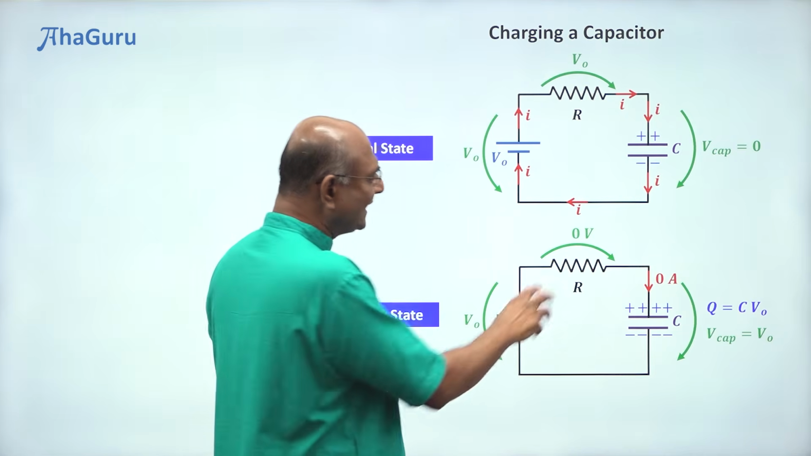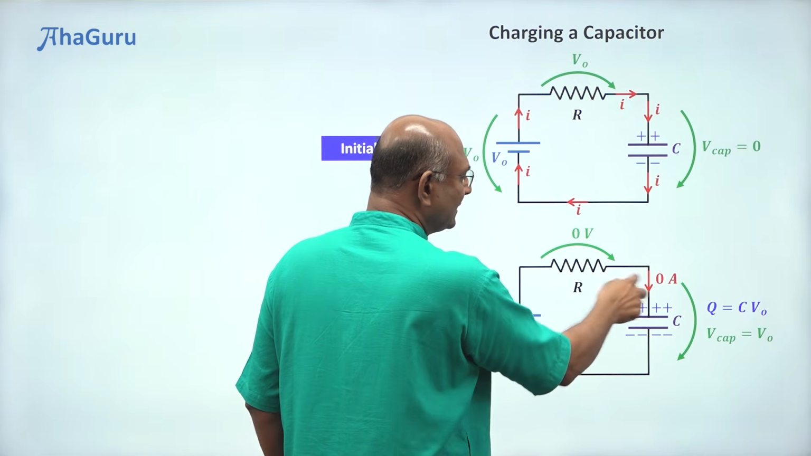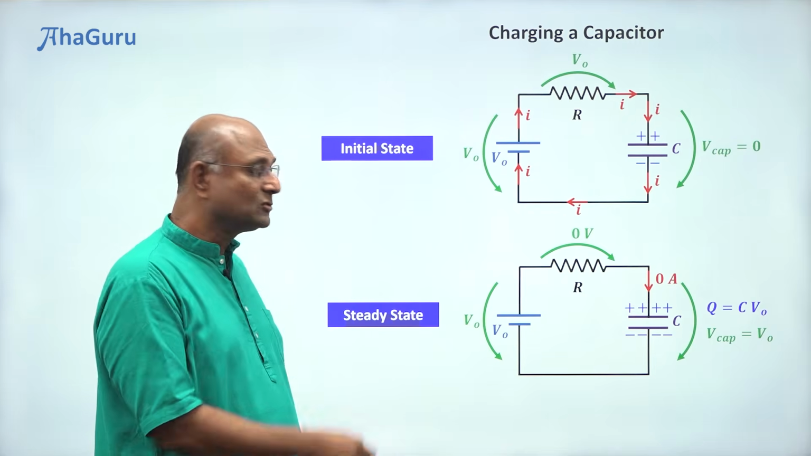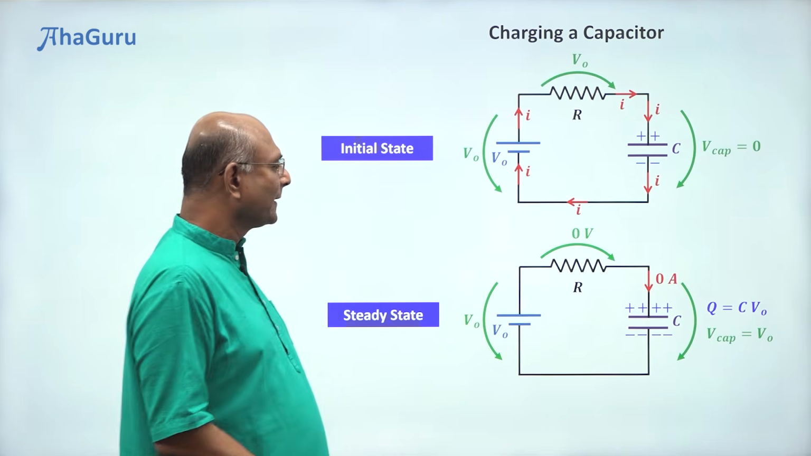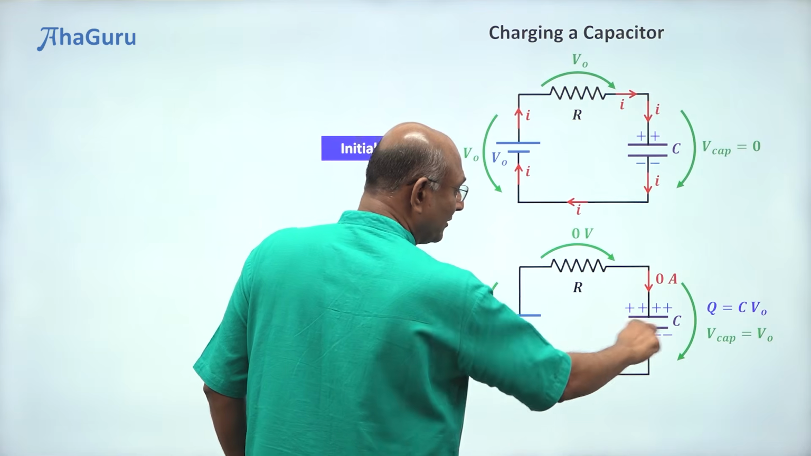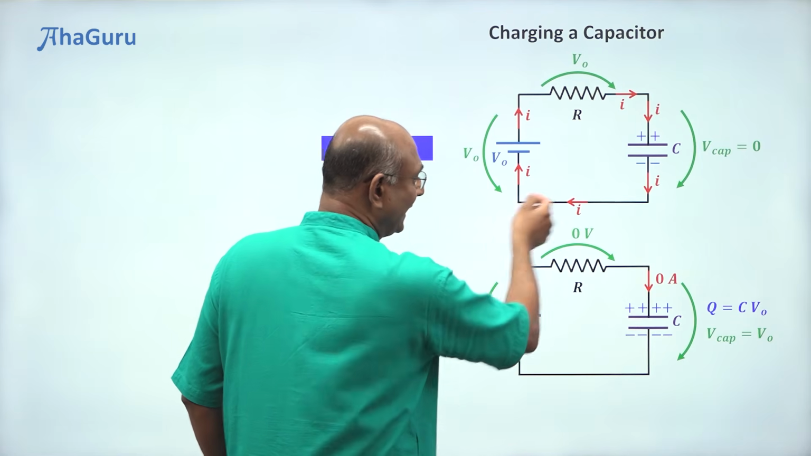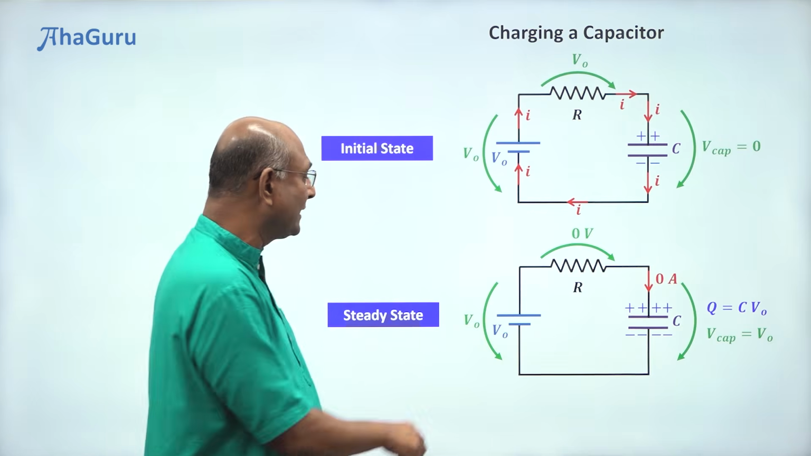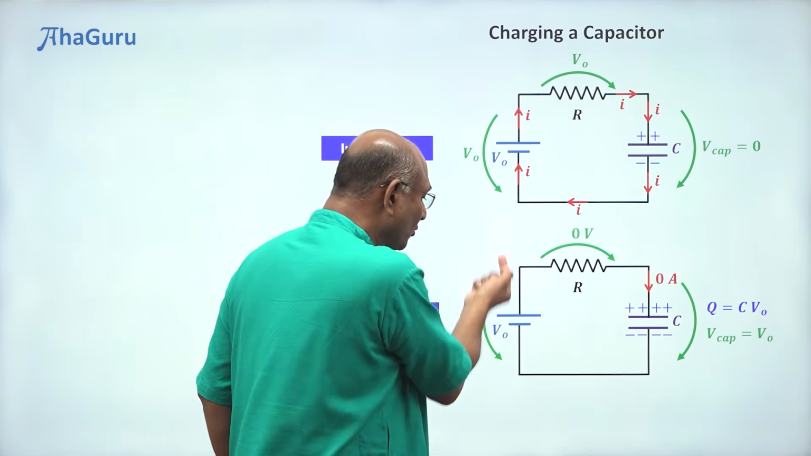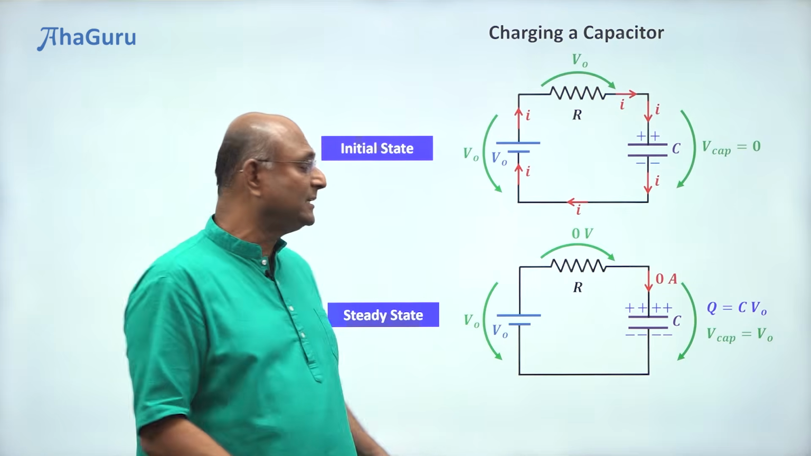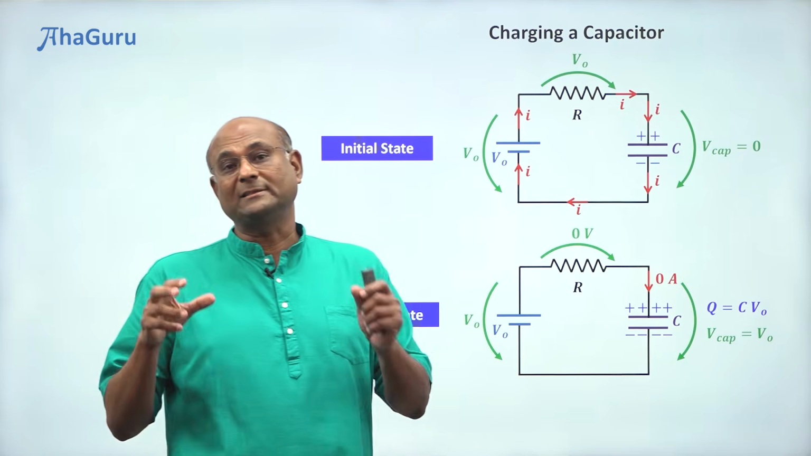So in steady state, we know that there is a charge on the capacitor, and so it has some amount of energy. We can calculate what that energy is. And how did this charge come? Well, this battery took this charge from the bottom plate and deposited it on the top plate. So that means charge Q traveled through the battery. So the battery supplied energy. The capacitor has some energy stored.